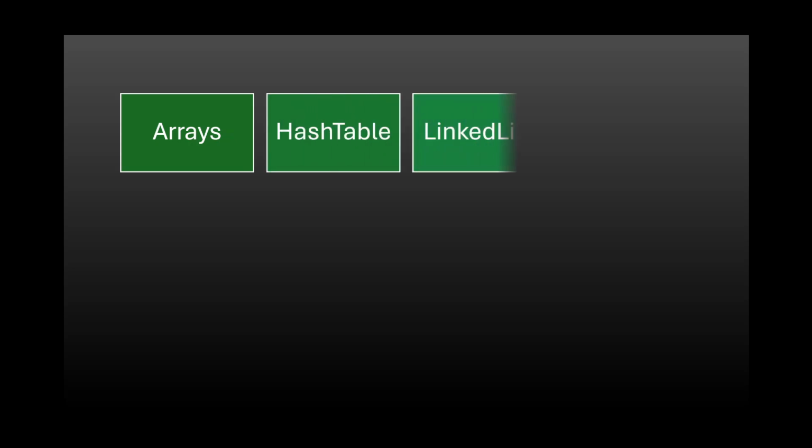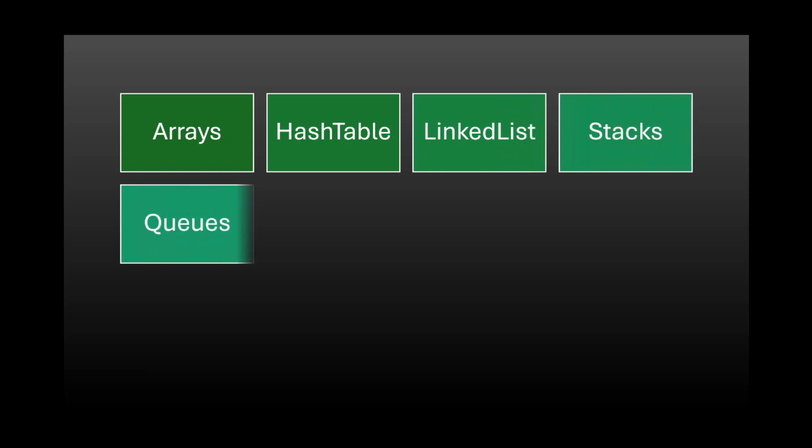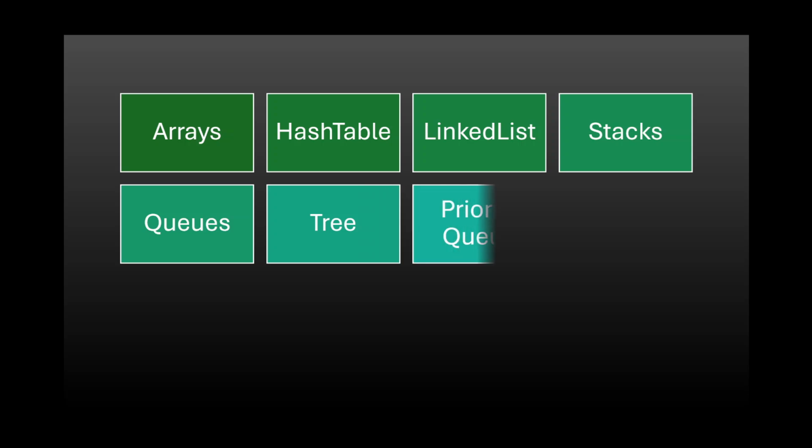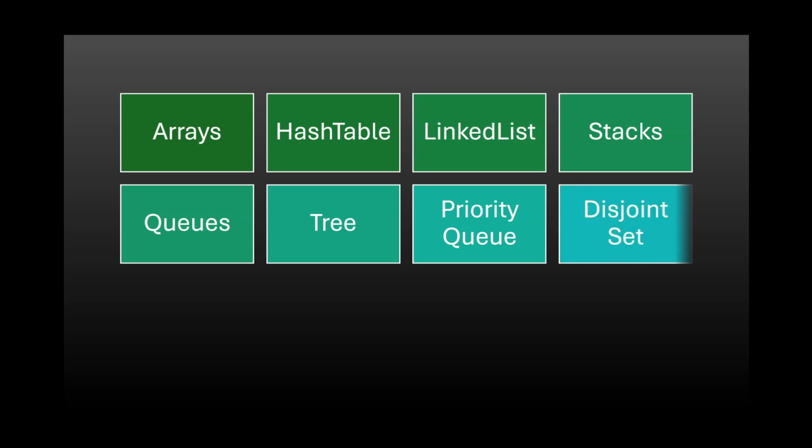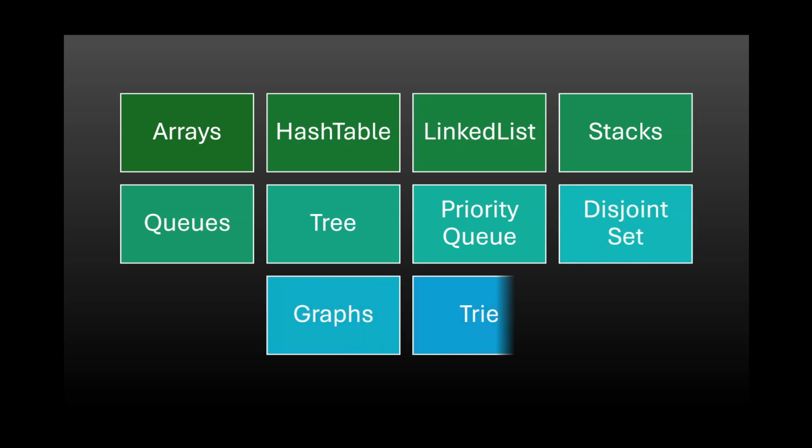Now we'll talk about what a data structure is. To store complex data types in computers, many different types of data structures are defined, and they are also helpful in solving real world problems. Below is a list of a few data structures which we'll be talking about, and there are many more, but these are a few popular ones: arrays, hash tables, linked lists, stacks, queues, trees, priority queue, a very important data structure, disjoint sets, graphs, and trie.